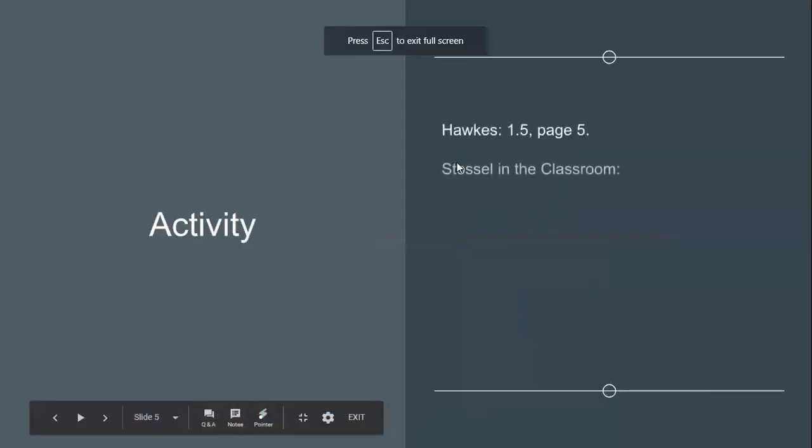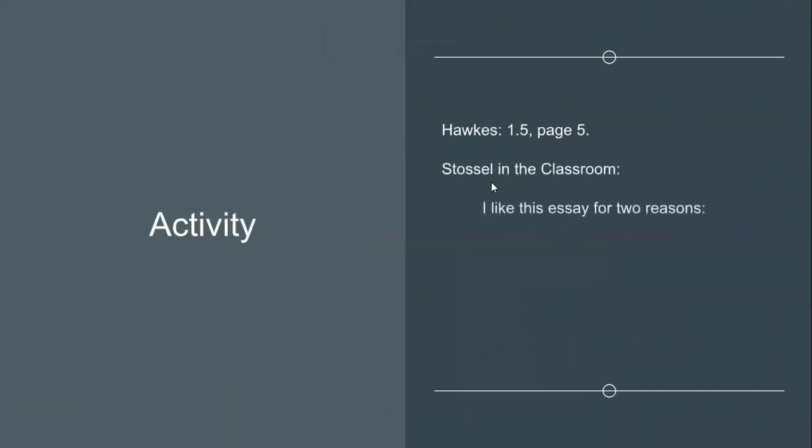The essay I like to give them is from Stossel in the Classroom. Now John Stossel can be pretty controversial sometimes. He's very libertarian, often confused with right-wing. He's not precisely right-wing. Libertarians aren't exactly on that spectrum in the same way.